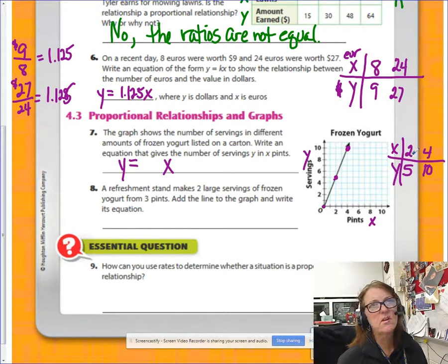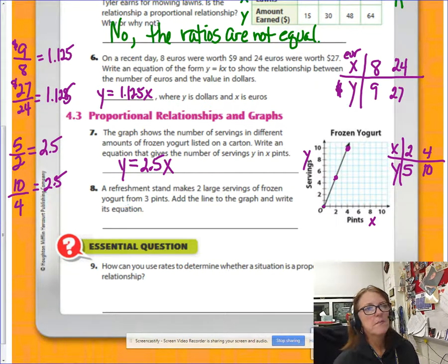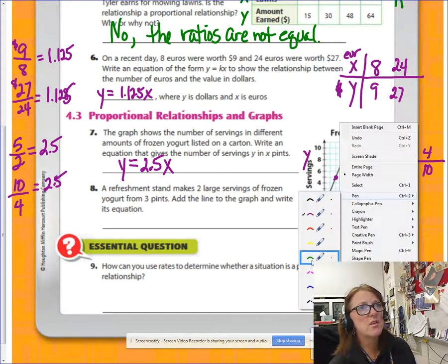Now, can you look at the chart and figure out 2 times what number gives you 5? 4 times what number gives you 10? That one might not be as obvious, so go ahead and make the ratio. Take the Y value, 5, over 2. Take the Y value, 10, over the X value, 4. What does it equal? Each time you should get 2.5. So here's your equation. Boom. Now number 8 is getting a little different. We're taking a different situation now, so I'm going to switch color.